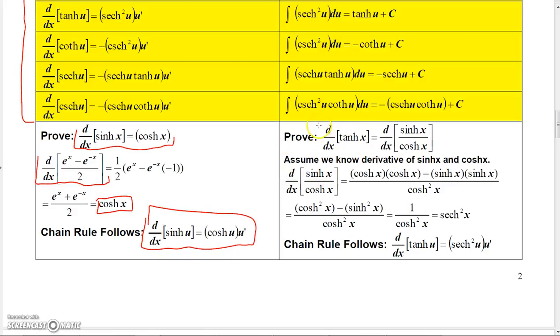And if you wanted to do the hyperbolic tangent of u, well, since you know that's equal to the hyperbolic sine over the hyperbolic cosine, you could actually use the quotient rule there, and you would find out that if you take the derivative of hyperbolic tangent, you're actually going to get 1 over hyperbolic cosine squared x, which is the same as hyperbolic secant squared x, and then you can extend it to the chain rule for hyperbolic tangent of u.